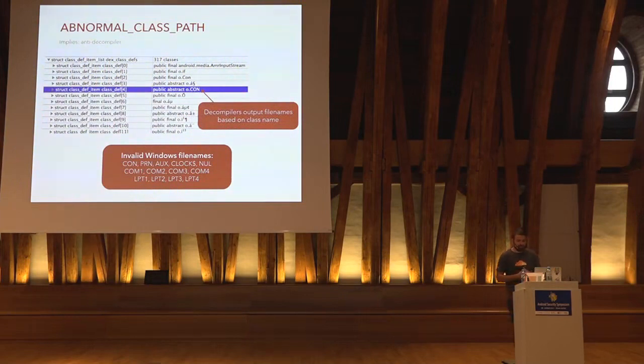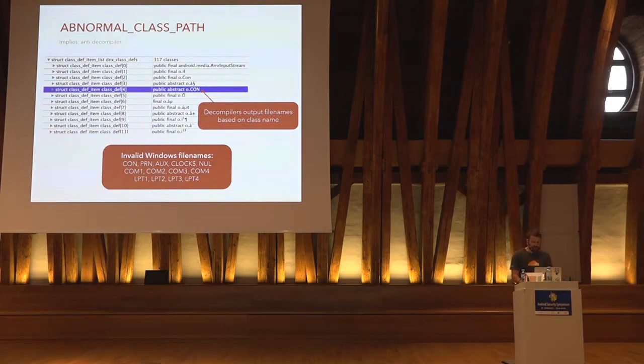For abnormal class paths, this is actually, I believe, protected by DexGuard. And these are interesting because normally what Smali does is it's basically taking all the original class files and trying to recreate them on a file system. We've seen this attack for a very long time, but specifically DexGuard was using invalid Windows names for a lot of these paths. So con, prn, aux, clock, these are all things that are not allowed to exist on the file system. So as it was trying to output it, it was breaking these things.